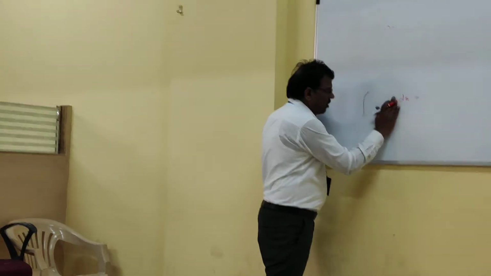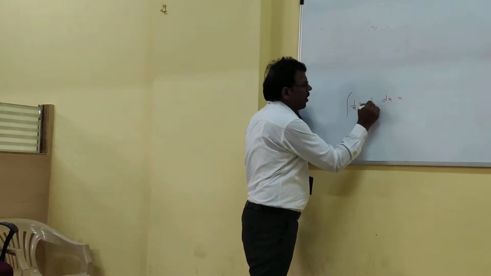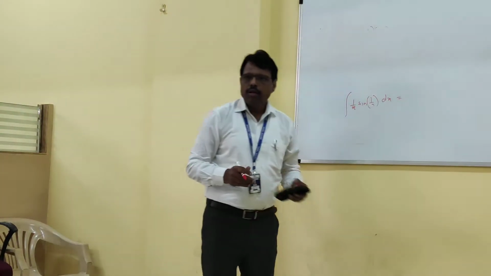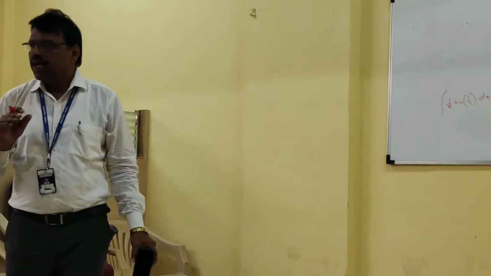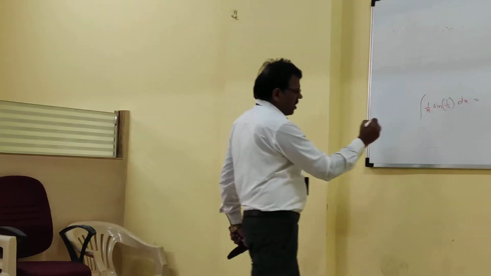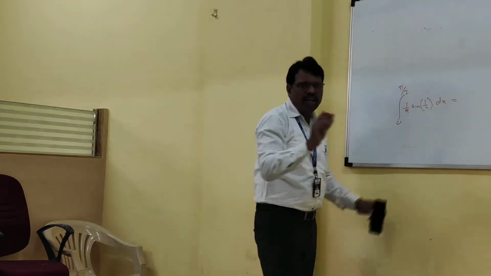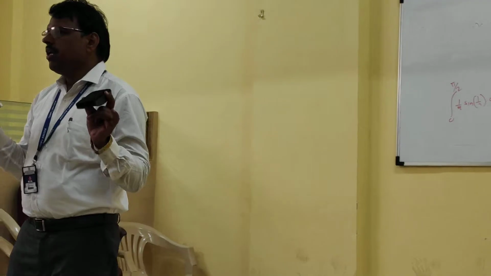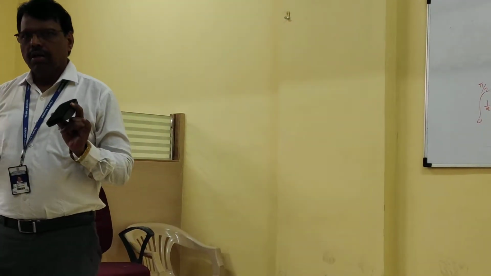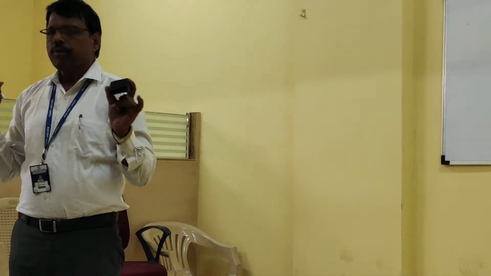But if this function is replaced by 1 upon x sin of 1 upon x, we are unable to calculate this. We are unable to calculate this kind of integration for any limits, say 0 to pi by 2 or 0 to 1. Any type of limits, this is not possible by normal integration rules. A lot of integration rules are there, but for normal functions these rules are given.